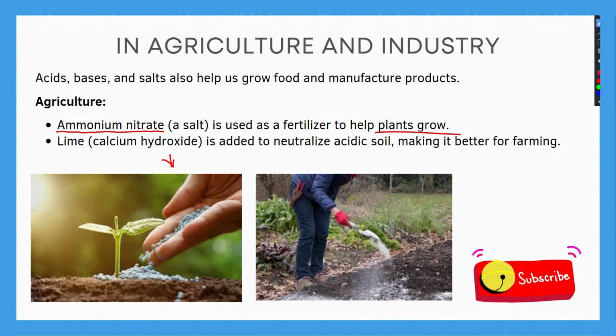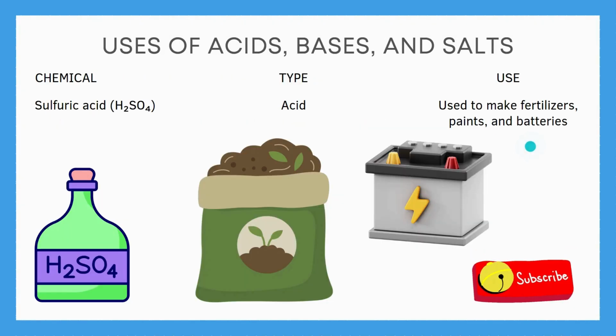And another substance is called calcium hydroxide. Calcium hydroxide is added to neutralize acidic soil, making it better for farming. Now you can see that being done over here. So these things do not just have applications in the home, they also have applications in agriculture and in industry.